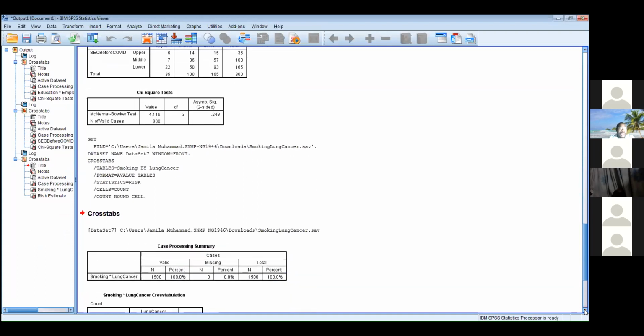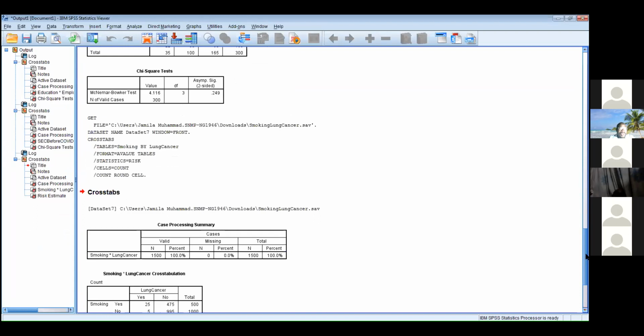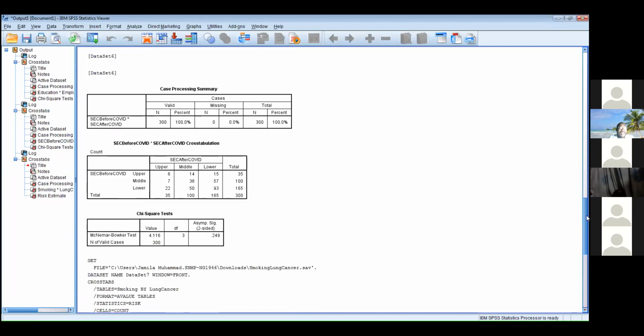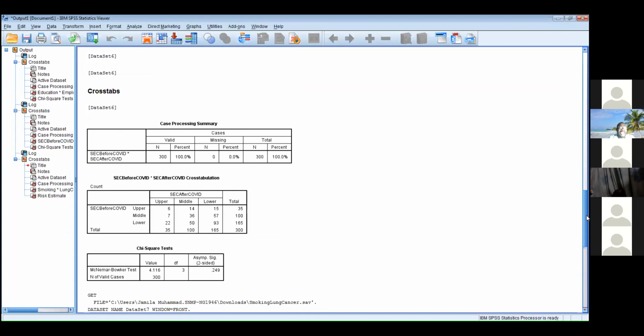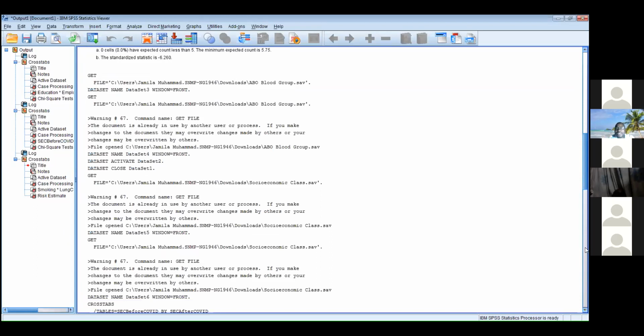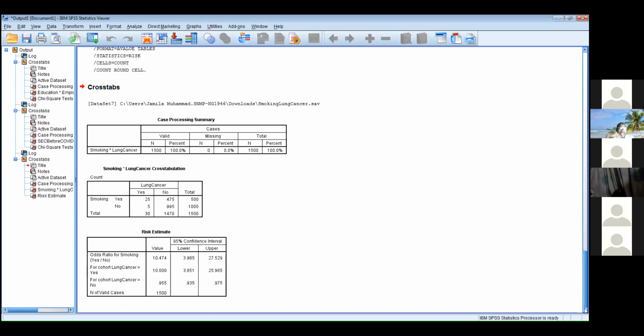Where are you going now? Where did you go to? It should be the last thing, go down completely, because you have done some analysis before. The last analysis is what? Go to the last. Okay, I'm on the last one. But you are going up. So now you will see odds ratio, leave that one.